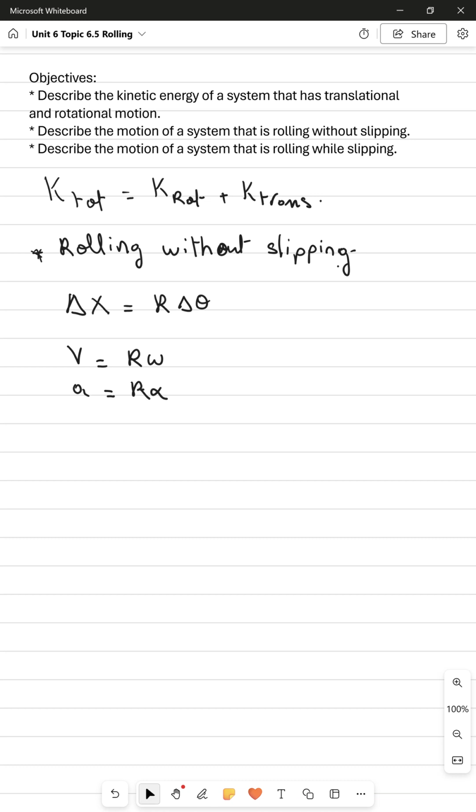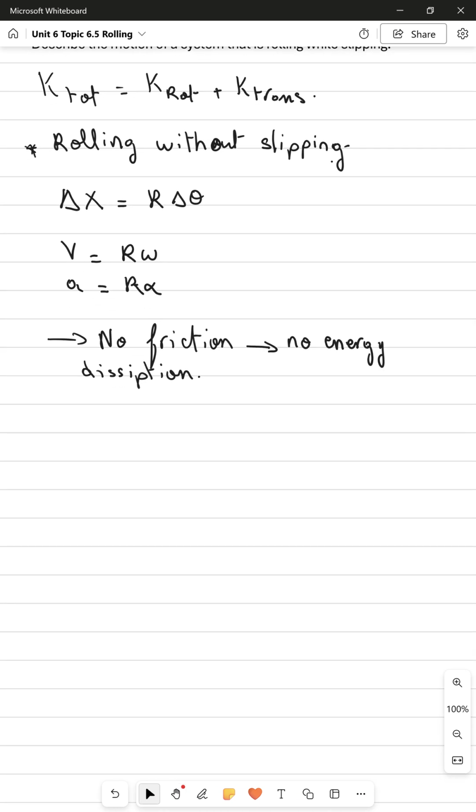Now, when we say rolling without slipping, it means no friction. And since I have no friction, it means no energy dissipation. So keep in mind that when they tell us rolling without slipping, it means we have no friction and no energy dissipation.